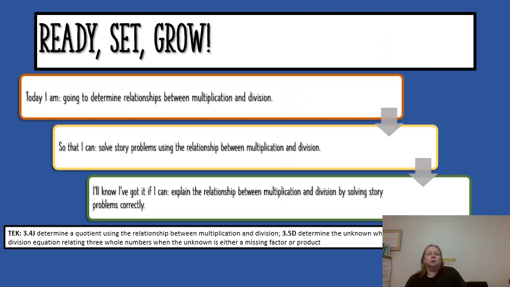Today, you are going to determine relationships between multiplication and division, so that you can solve story problems using that relationship between multiplication and division. And you'll know you've got it if you can explain the relationship between multiplication and division by solving the story problems correctly. Let's get started.